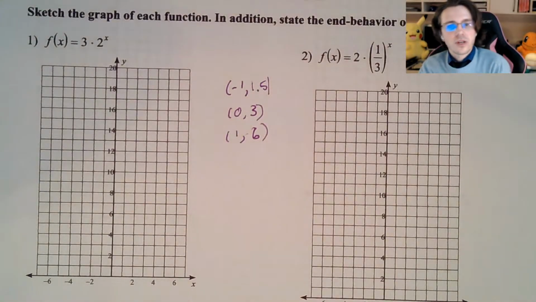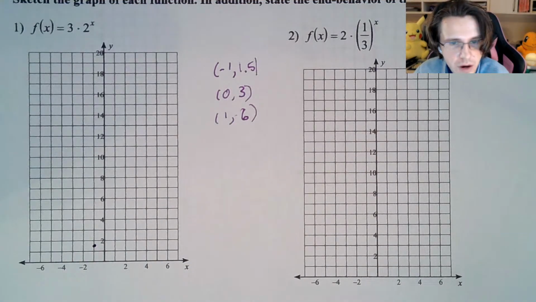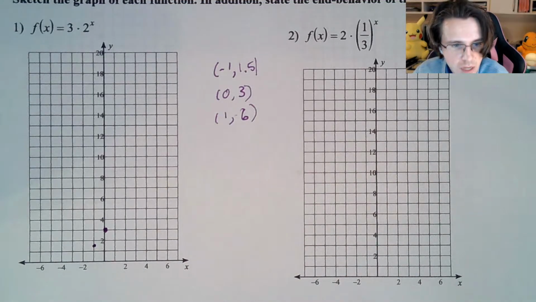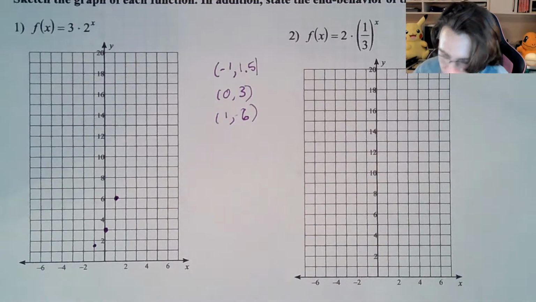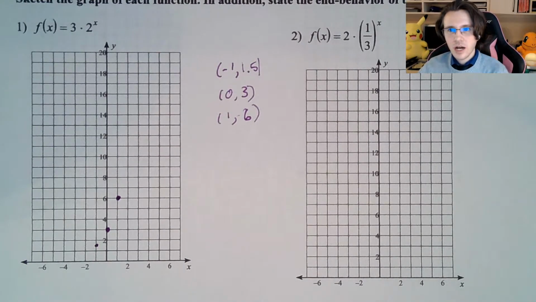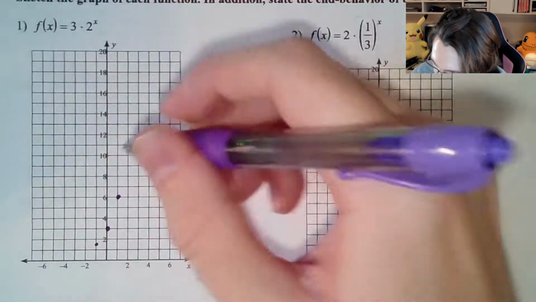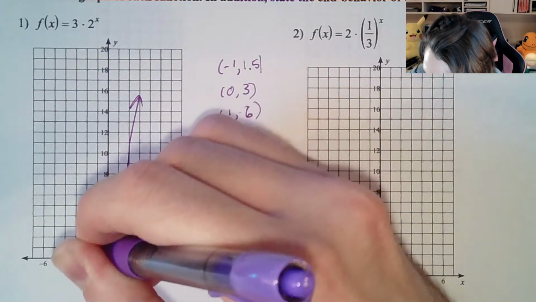So we have these 3 coordinates here, -1, 1.5. So -1, 1.5 appears to be right there. And then we have 0, 3 goes right there. And then we have 1, 6 right there. Now that you've got your 3 coordinates, hopefully you can compare and contrast to your notes. And you can immediately notice that, hey, this is one of those shapes that kind of just goes straight up. So we're going to go ahead and make it go like this and down like this.